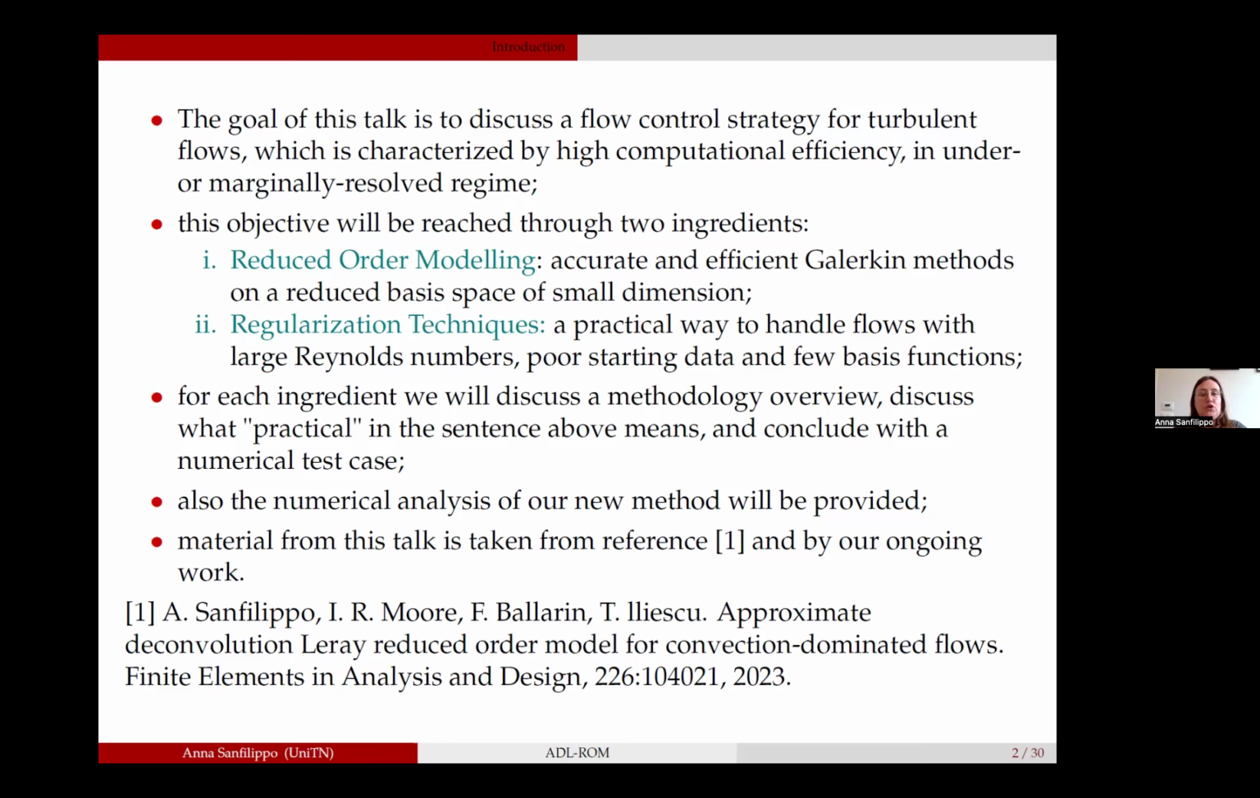To reach our aim, we mainly used two ingredients. The reduced order models are the starting point of our research. They are Galerkin methods that are used to decrease the dimension of the system, which is typically quite high in high fidelity approximation techniques. The second ingredient is regularization techniques, which are a practical way to handle flows with large Reynolds number, so turbulent flows, and to handle poor starting data.